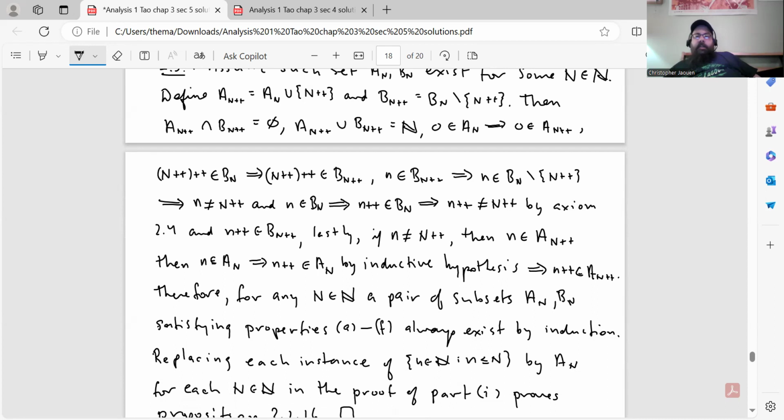n is an element of B sub the successor of capital N implies n is an element of B sub N minus the singleton set containing the successor of capital N, which implies that n is not the successor of capital N. And n is an element of B sub capital N implies the successor of little n is an element of B sub capital N, which implies that the successor of little n is not the successor of capital N by axiom 2.4, and the successor of little n is an element of B sub the successor of capital N.